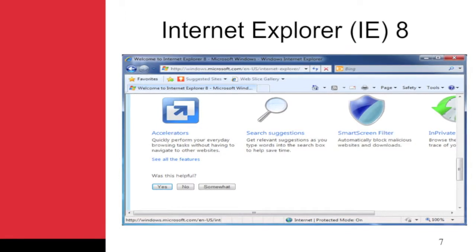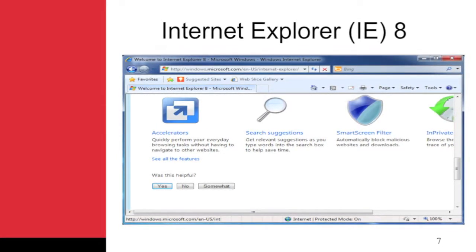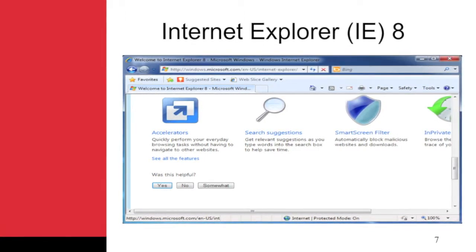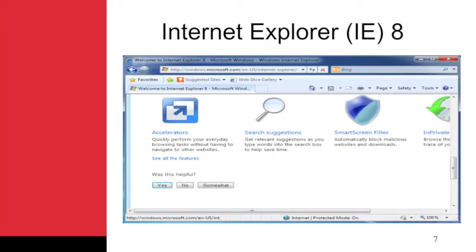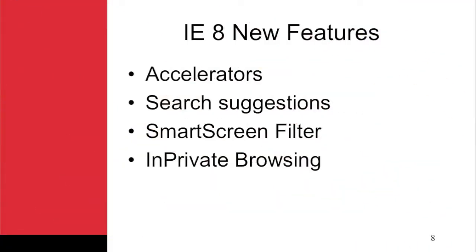Internet Explorer was first introduced as an add-on to Windows 3.1 in the 1990s and was included with Windows 95 out of the box. Since that time, it has been the default web browser in the Windows OS. Internet Explorer 8 now ships with Windows 7.